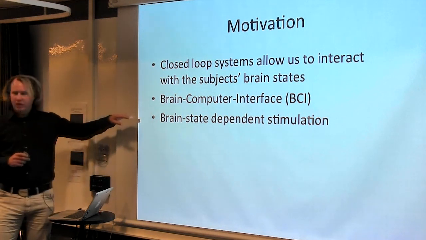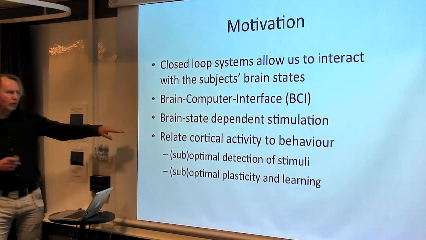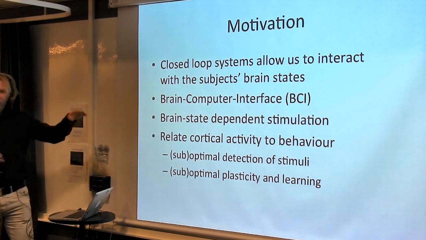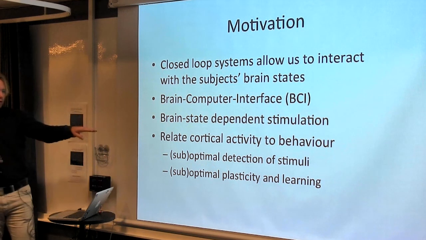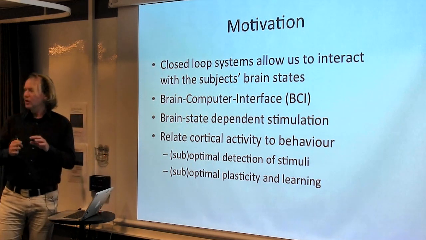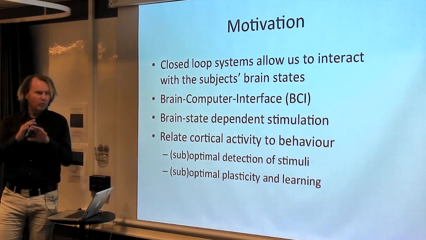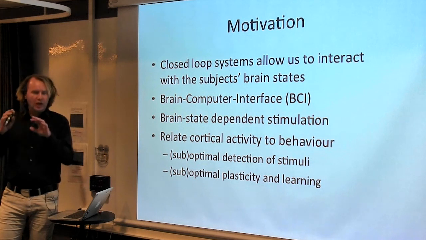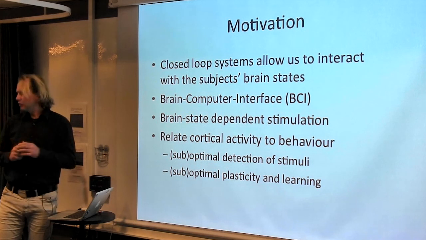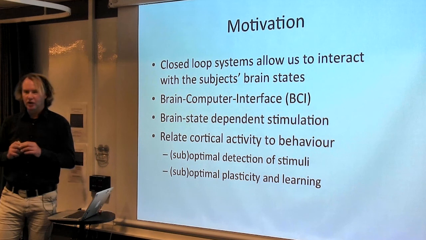So brain state dependent stimulation can be used to study the brain state, and it allows you to relate cortical activity to behavior. So rather than sorting everything afterwards, you can study the suboptimal or the optimal detection of stimuli. If I present the stimulus when alpha is low, or when alpha is high, then that's something we've done in NatMEG, and we know that the amount of alpha influences the chances of the subject perceiving the stimulus. So you better present it if the alpha is low than if the alpha is high.